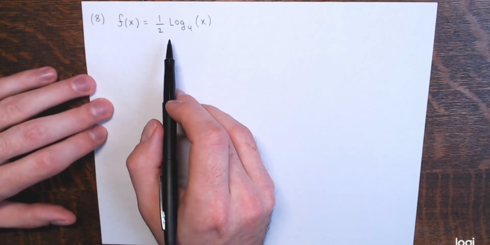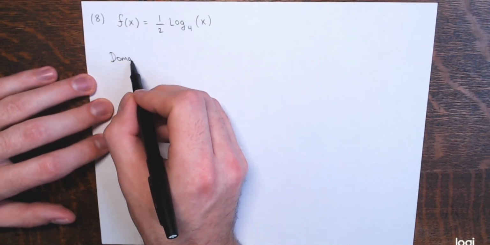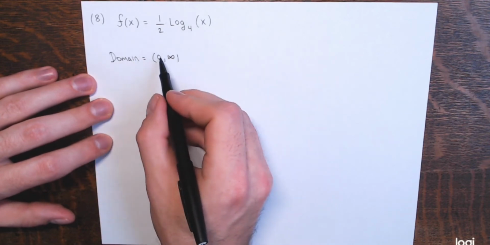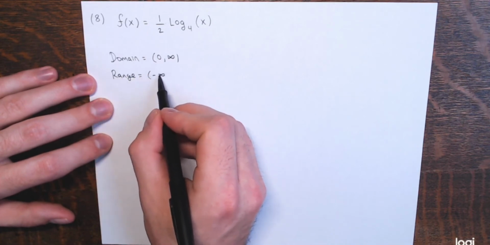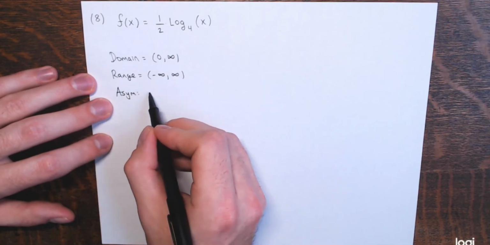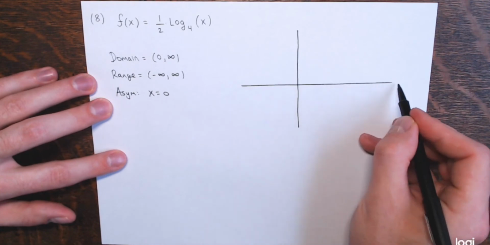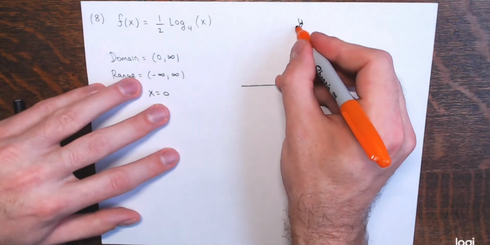But again, I'm not doing all that. We're just going to do the same thing I've been doing at each of these. Domain: not all reals, all positive numbers. The range is all reals. And the asymptote's still the y-axis, x equals 0. So again, the y-axis, x equals 0, I'm going to dash that.